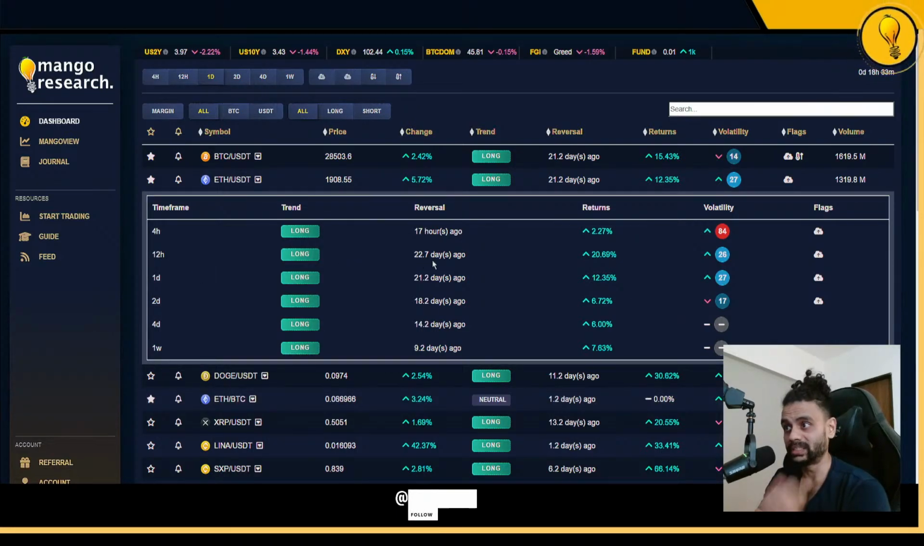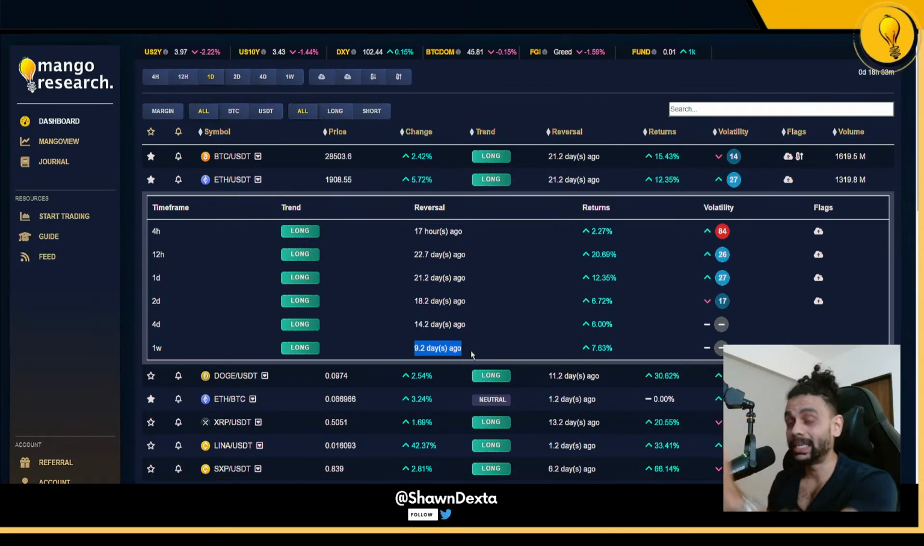Starting with the 12 hour, you can see that we switched 22 days ago. Volatility is still low. Then the daily switched 21 days ago. The 2-day switched 18 days ago. The 4-day switched 14 days ago. And the weekly just switched a little more than a week ago, right? It's systematically breaking through the time frames while keeping the volatility structure really low.